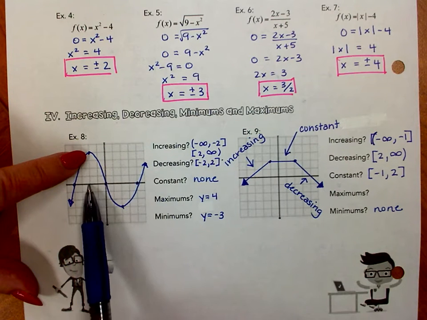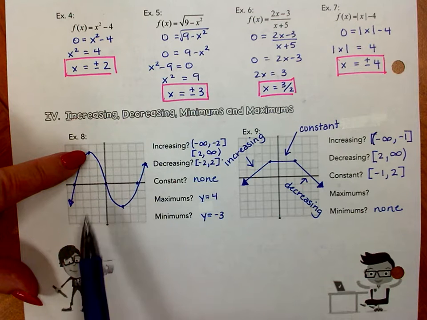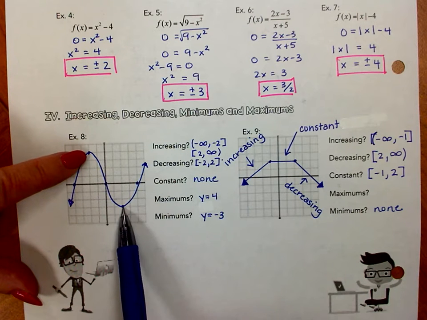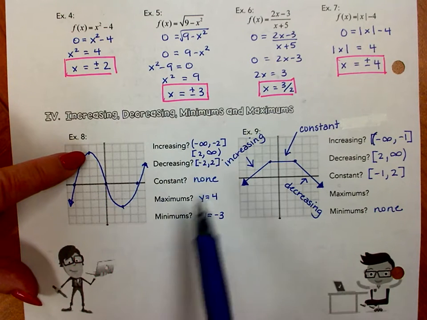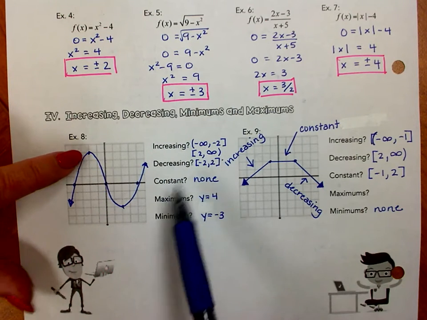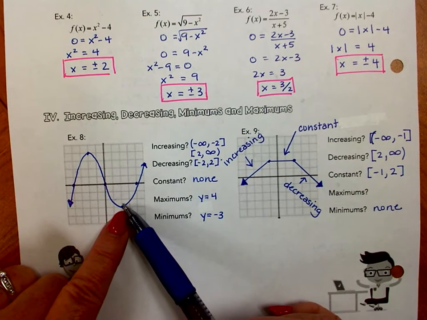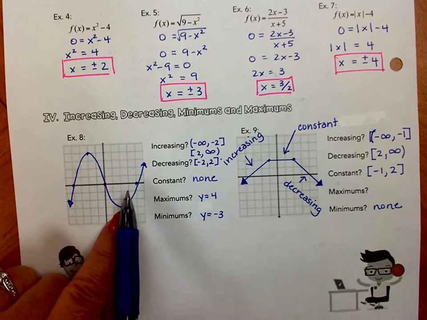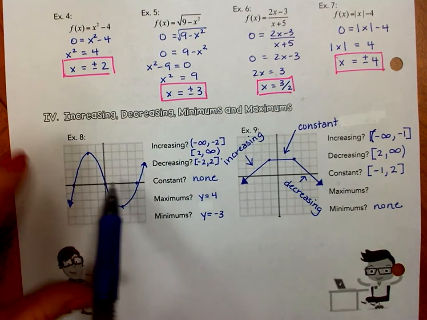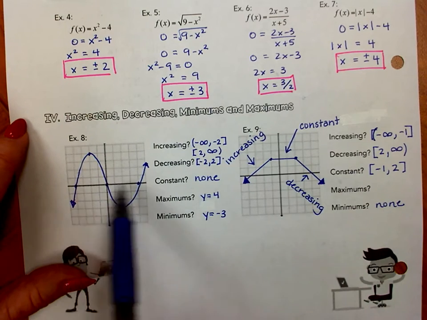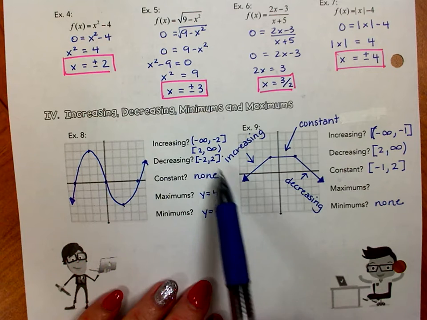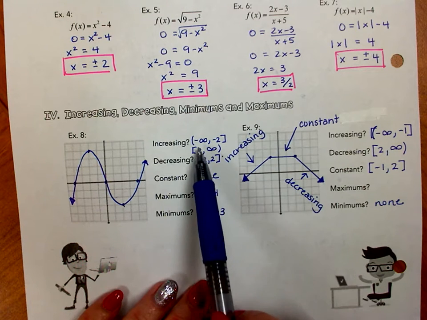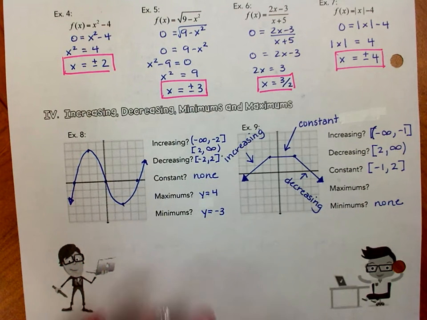Then from negative 2 to positive 2, it's decreasing. But these are hard values, so they don't go off forever in either direction. So we're going to use brackets on both sides. And then from positive 2 to infinity, because we're just talking about this interval, almost like this was a number line. It's going to be positive 2 to infinity, so bracket and soft parenthesis.